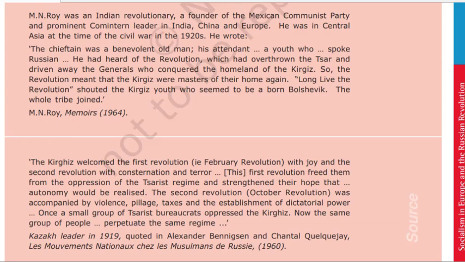Once a small group of Tsarist bureaucrats oppressed the Kyrgyz. Now the same group of people perpetuate the same regime. Kazakh leader in 1919, quoted in Alexander Bennigsen and Chantal Quelquejay, Les Mouvements Nationaux chez les Musulmans de Russie, 1960.